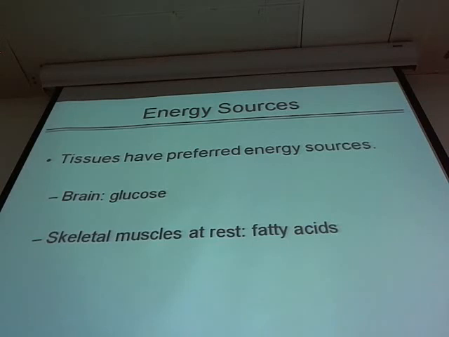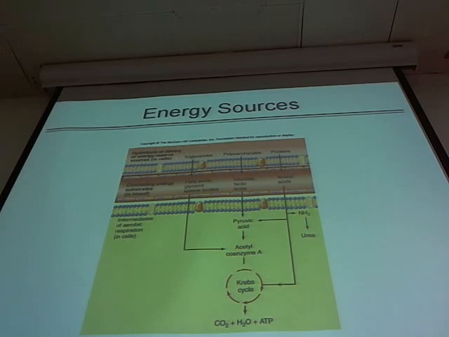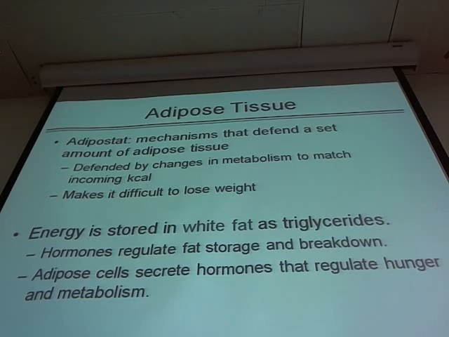Tissues have preferred energy sources. Brain: glucose. 60% of your glucose goes to the brain. The brain does not store glucose. It needs a constant supply. Skeletal muscles at rest use fatty acids. Here we're back to the Krebs cycle, and I don't think you're going to need to know that. Adipose: fat. Adipocytes, fat cells. Adipocytes and glycogen are the two fuel reserves.